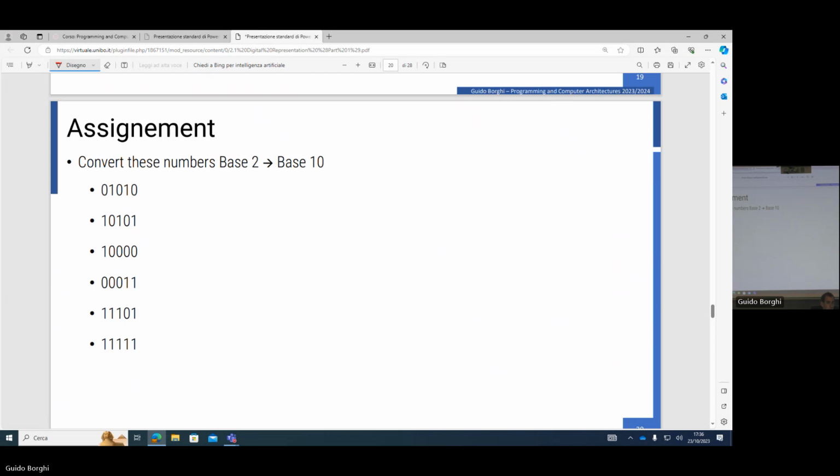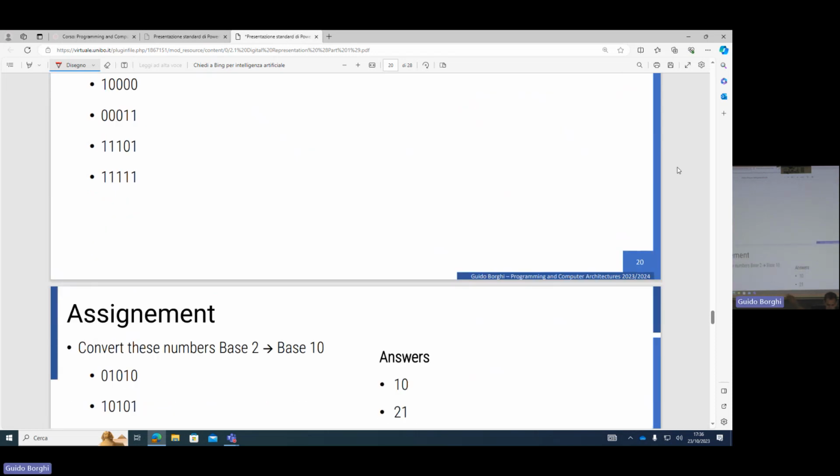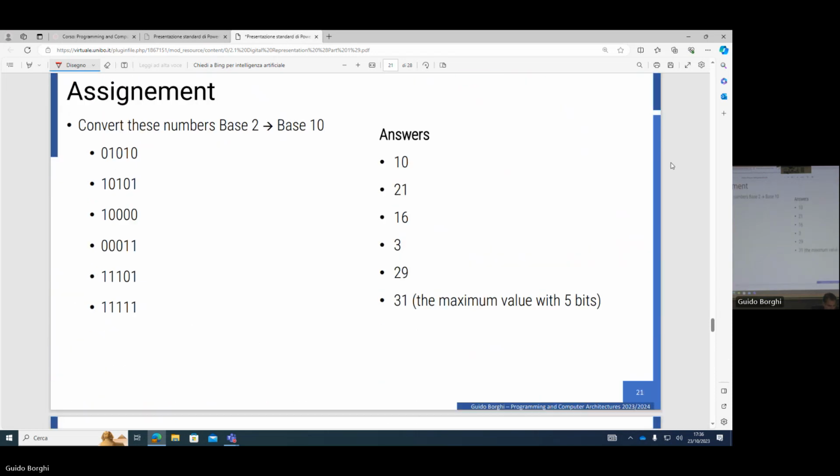Have you done? Okay. Then you can continue this exercise at home. The answer is 10 for the first number. So here we have the position 0, 1, 2, 3. So here we have 2 to 3 plus 2 to 1. So 8 plus 2, so 10.